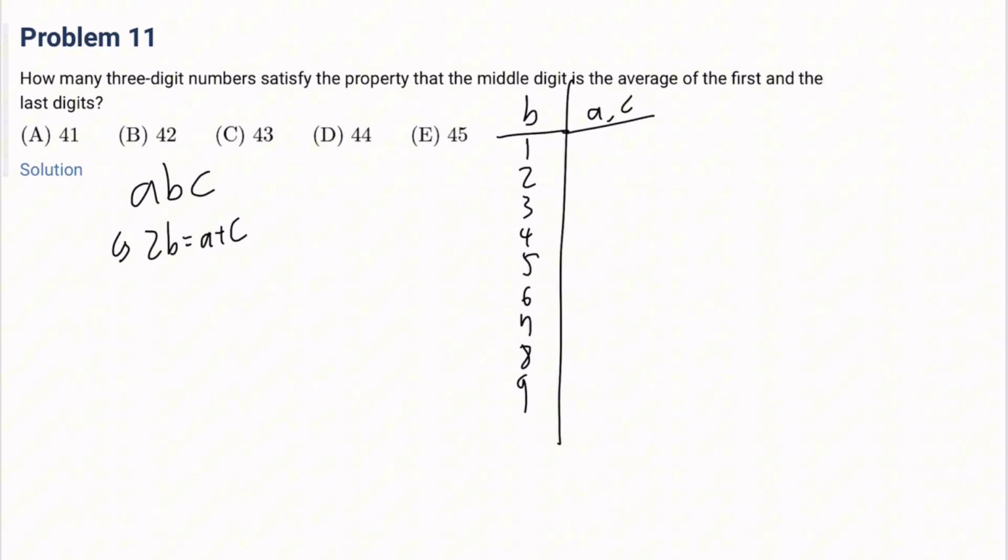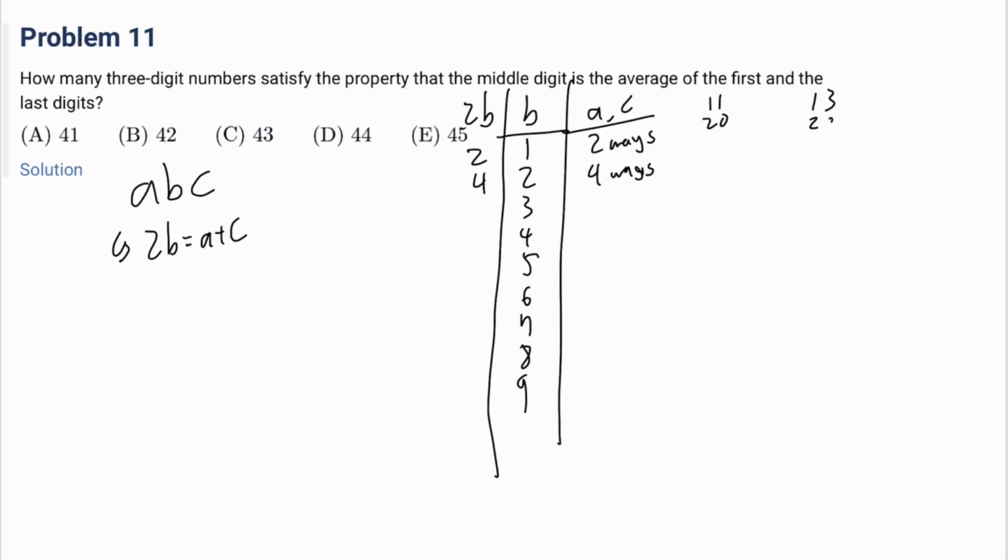If B is 1, then 2B is going to be, I'll just make a separate line for 2B here, 2. So for A and C we can have 1 1 or 2 0, and we can't have 0 2 because 0 can't be at the first, right? So that's going to give us two ways, with 1 1 and 2 0. And for 2 we can have 4 ways, right? Because 2B is 4, and so we can have 1 3, 2 2, 3 1 and then 4 0, so that's 4 ways. And for 3, 2B is 6, so we can have 6 ways.